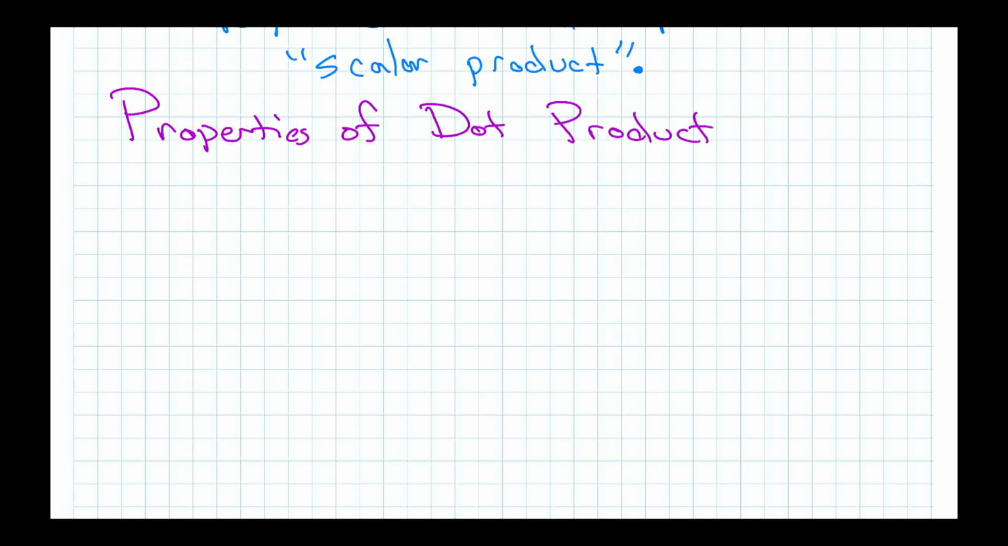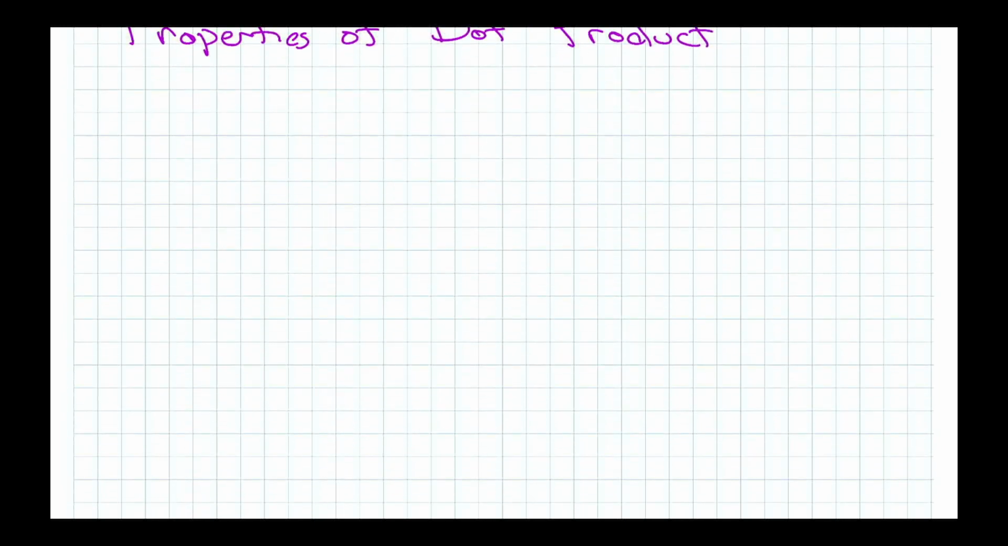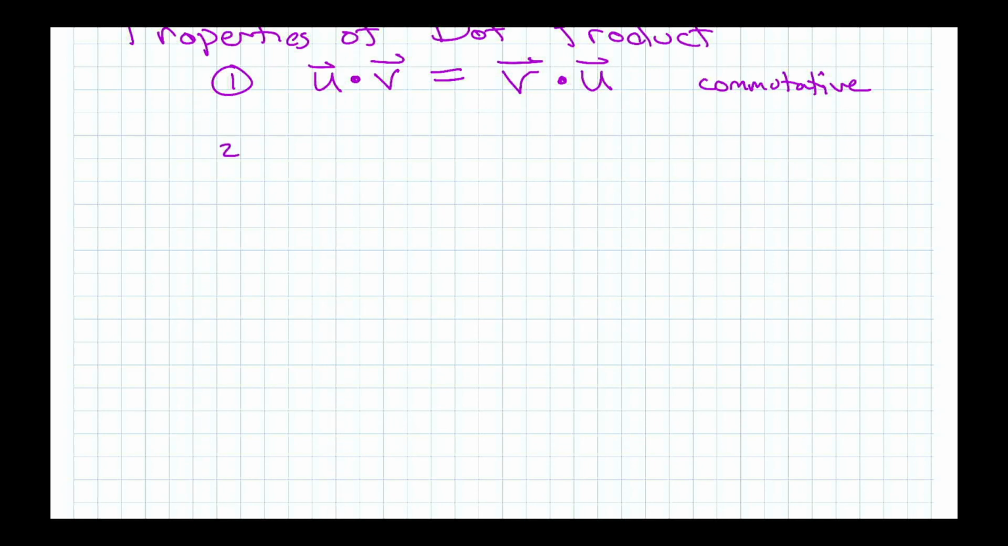Properties of the dot product. There are 4 that we care about here. The first property is that if you do u dot v, you get the same answer as if you do v dot u. That's a property, and that's a property that regular multiplication has. Regular multiplication is commutative, as we say. It just means the order doesn't matter.